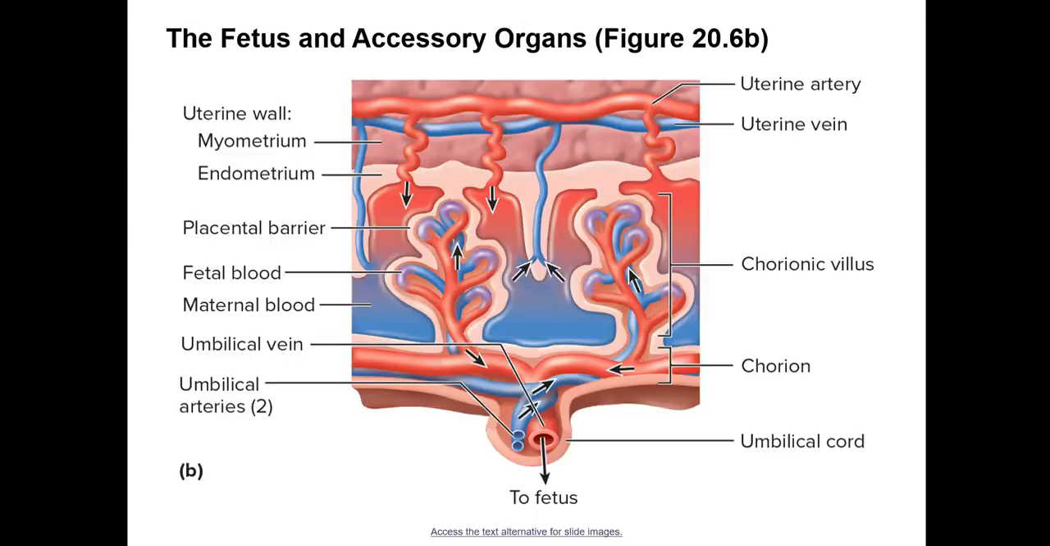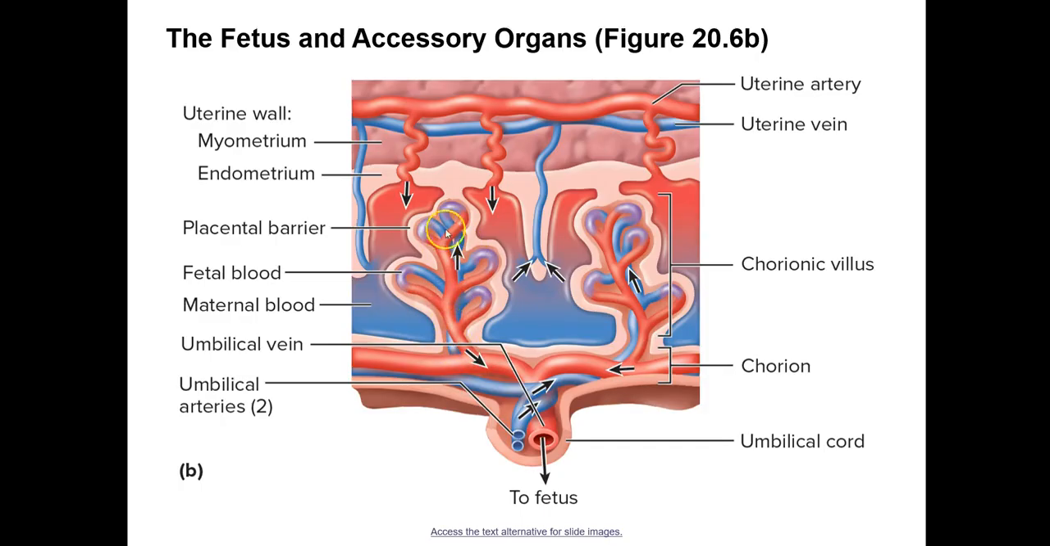Now let's take a look at the placenta here a little bit more closely. You can see the myometrium and endometrium of the uterine wall. And then here you can see that pool of maternal blood, which is surrounding the fetal blood, these chorionic villi, which are emerging from or part of the placenta.